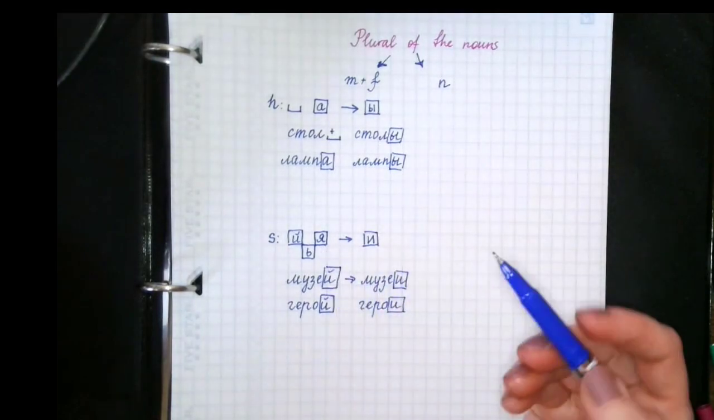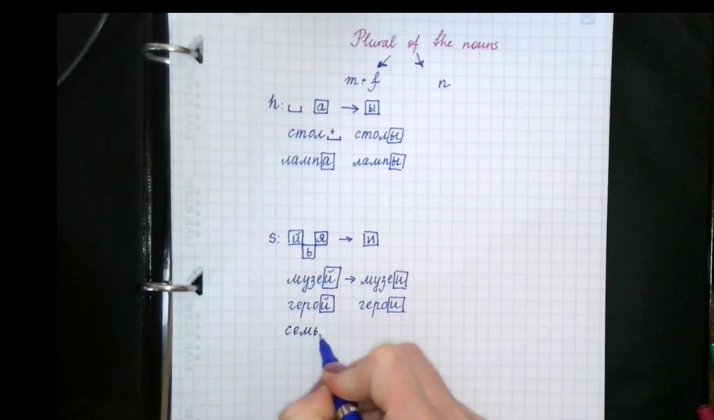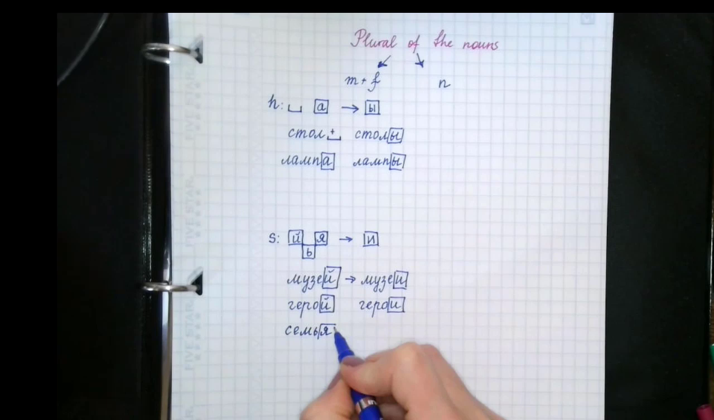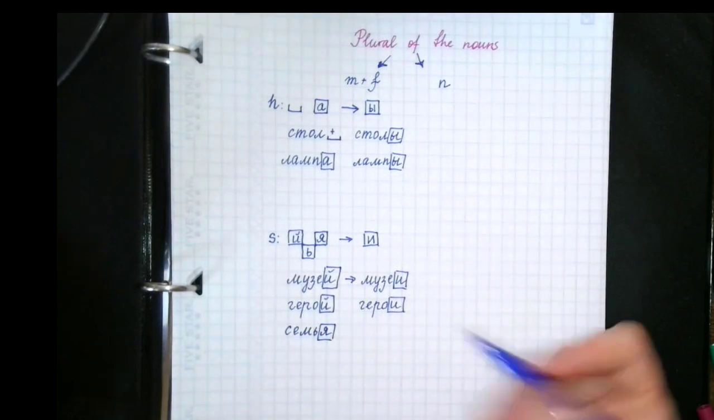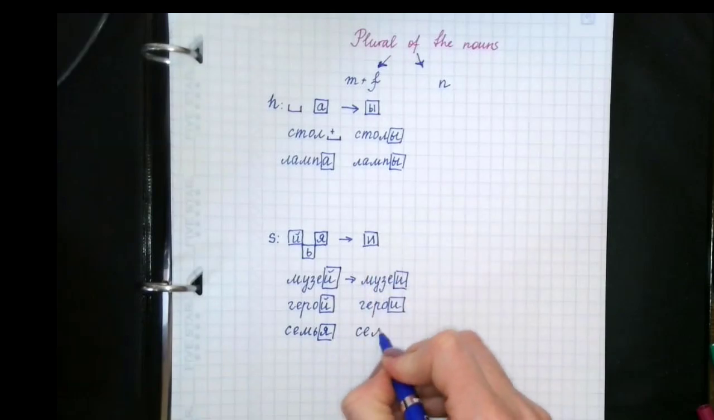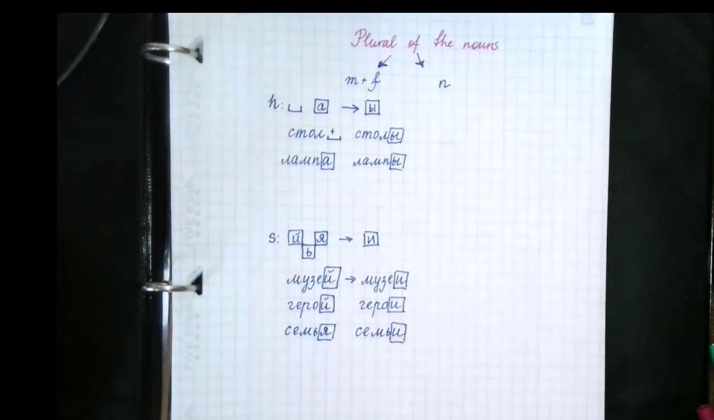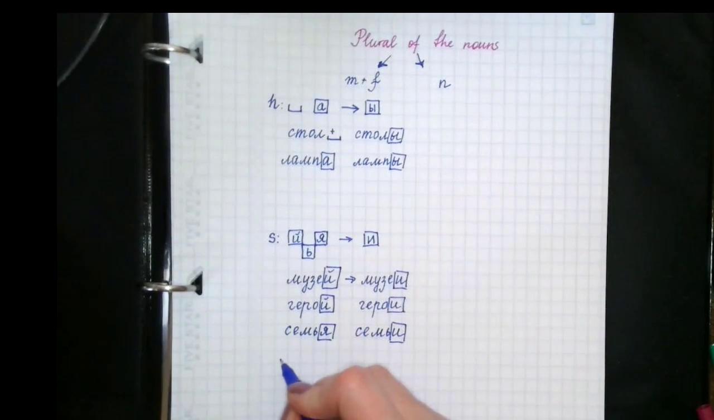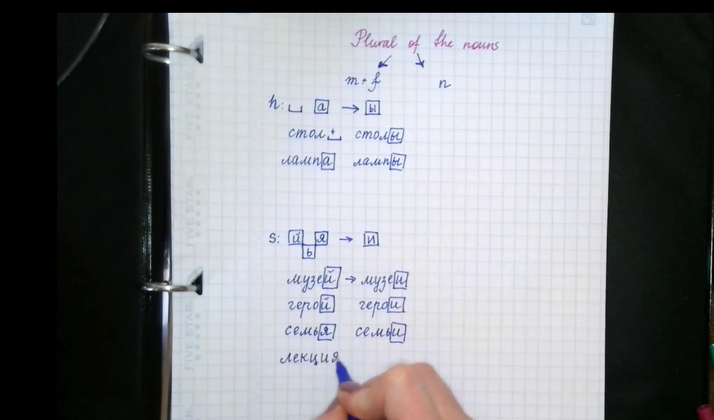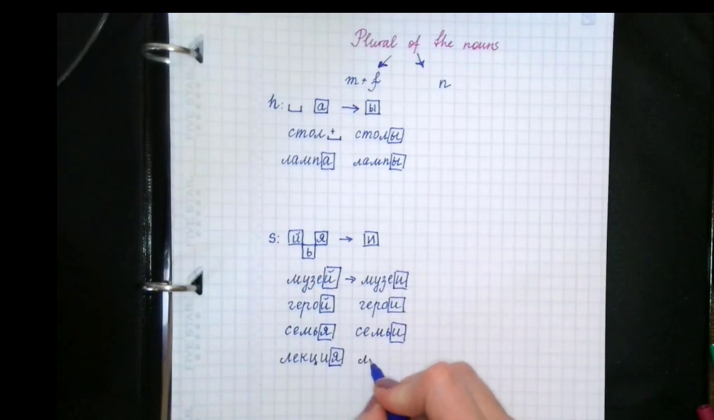Now let's take a look at the soft ending feminine, and we'll take the word семья, which means family. And to say families, we're gonna replace я with и. So we will have семьи. Let's take another word, лекция. Again, it ends in я, and я again will be replaced by и in plural. So we will have лекции.